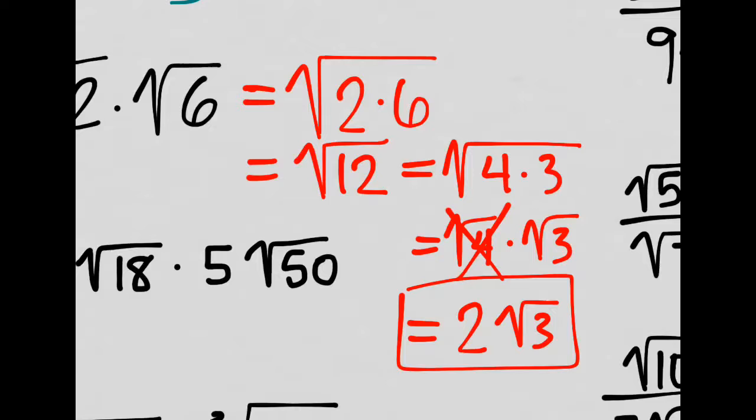Now, going from this to this was applying that rule backwards. I can take the radical of this part and the radical of this part, as long as they're joined by multiplication, you can do that.